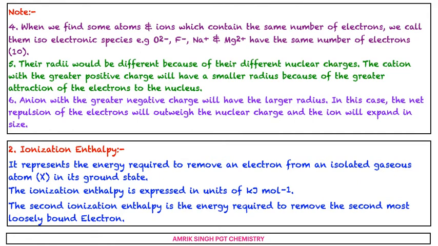Point number 6: an anion with the greater negative charge will have the larger radius. In this case, the net repulsion of the electrons will outweigh the nuclear charge and the ion will expand in size.